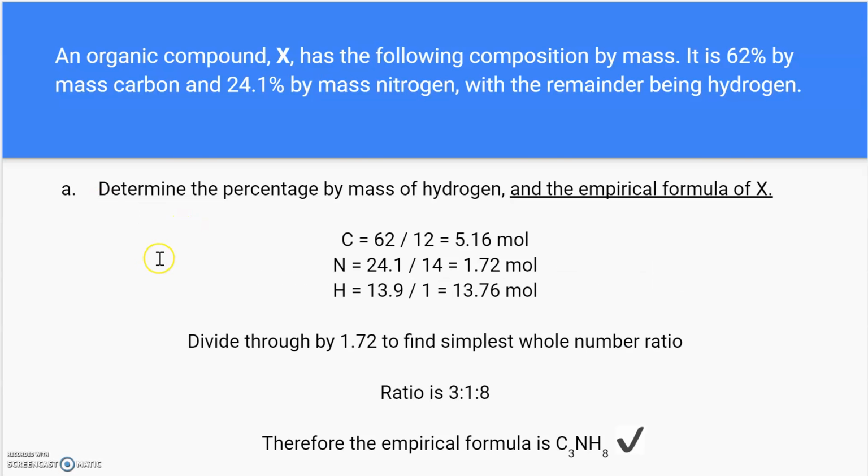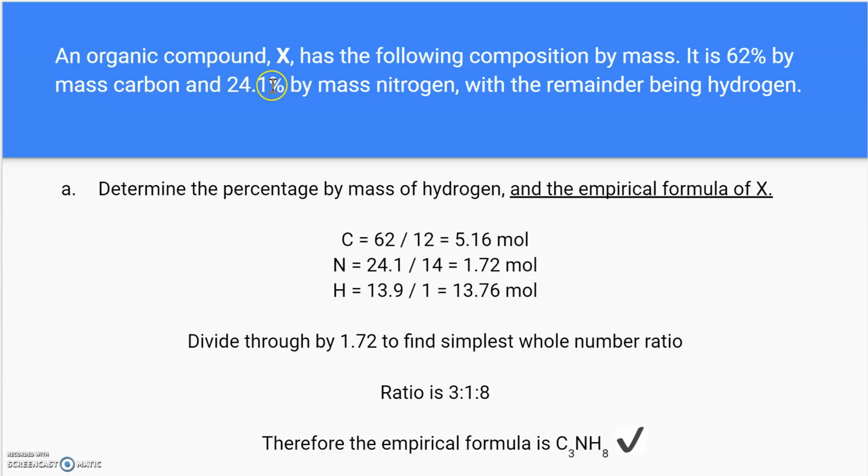The second part says to determine the empirical formula for X. For this, we want to know how many moles there are of each of the elements in the compound. To do this, we must divide the percentage by mass of the element by its relative atomic mass. So for example, here we have carbon. We know that carbon makes up 62% by mass of the compound. We divide that 62 by its relative atomic mass, which is 12, and we get 5.16 moles.